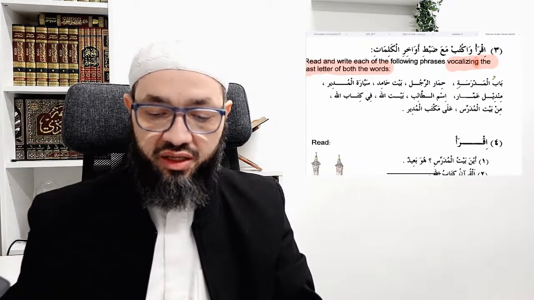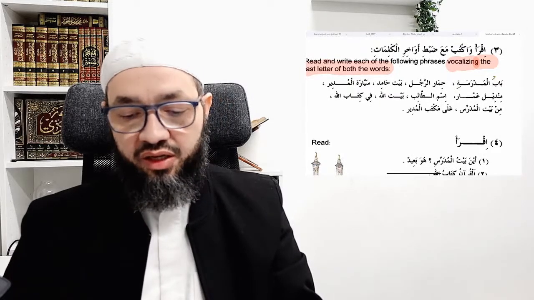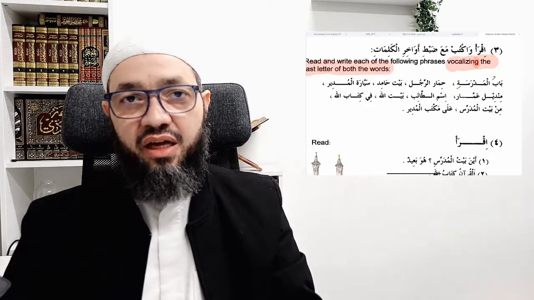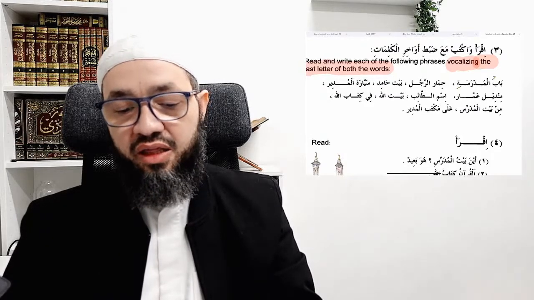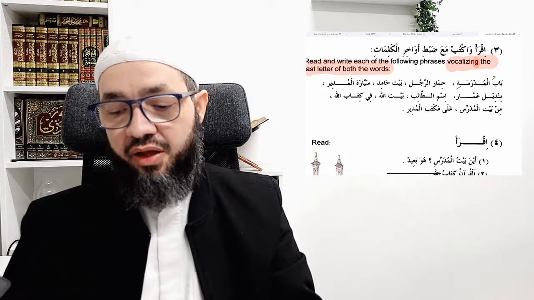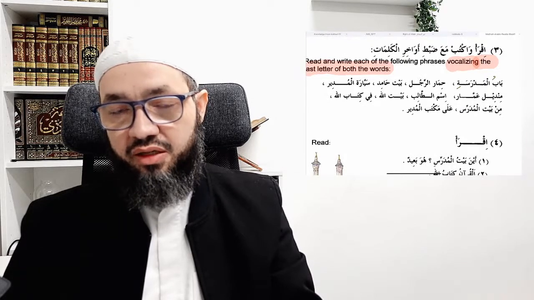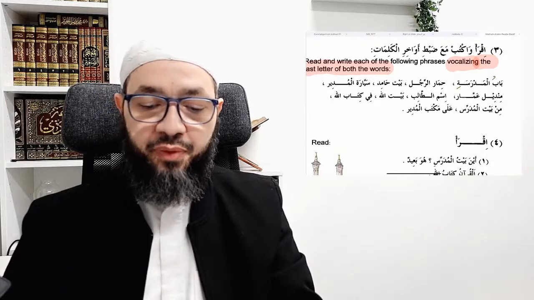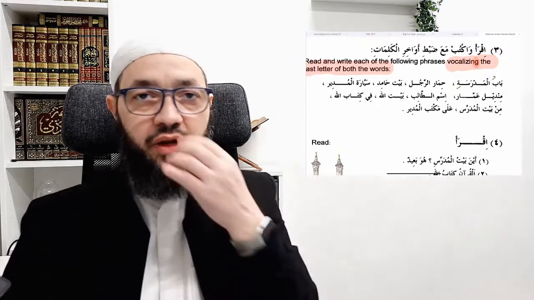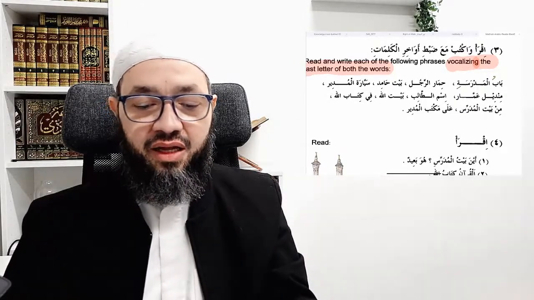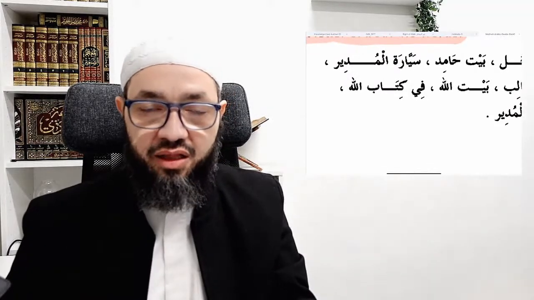Himaru rajuli, the man's donkey. Baytu Hamidin, Hamid's house. Sayyaratul mudiri, the headmaster's car. Mindilu Ammarin, Ammar's Mindil. Ismu talibi, the student's name. Baytullahi, the house of Allah. The masajid are the houses of Allah. Fi kitabillahi, this is what we want to get to. Fi kitabillahi, in the book of Allah.